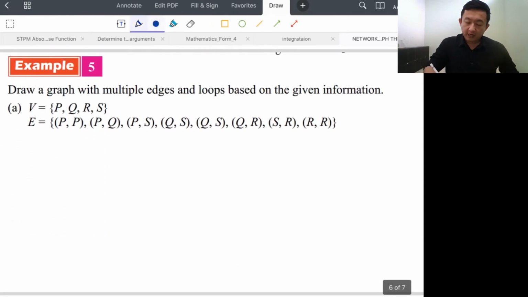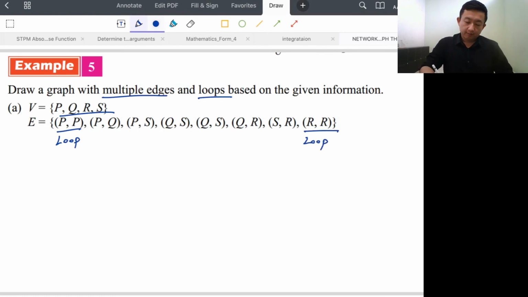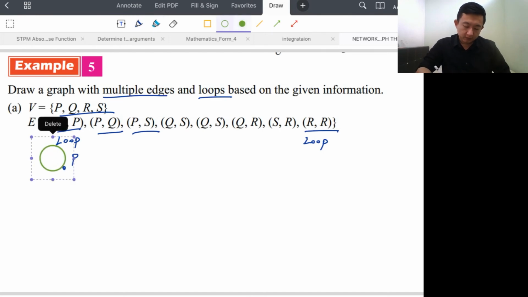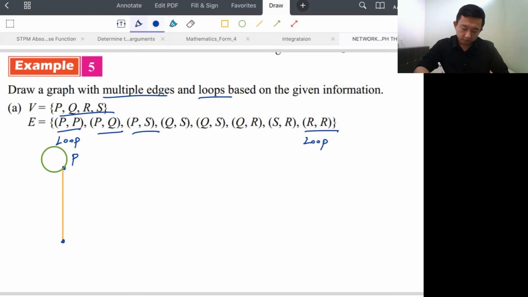Now you have to draw a graph with multiple edges and loops. So you have P, Q, R, S. The first one, PP. Do you see PP and RR? Remember, this is a loop. PP is a loop, RR is a loop. PP, PQ, PS. Then I will put a P here, and I put a loop. So PP, and then you also have PQ. You also have PS.